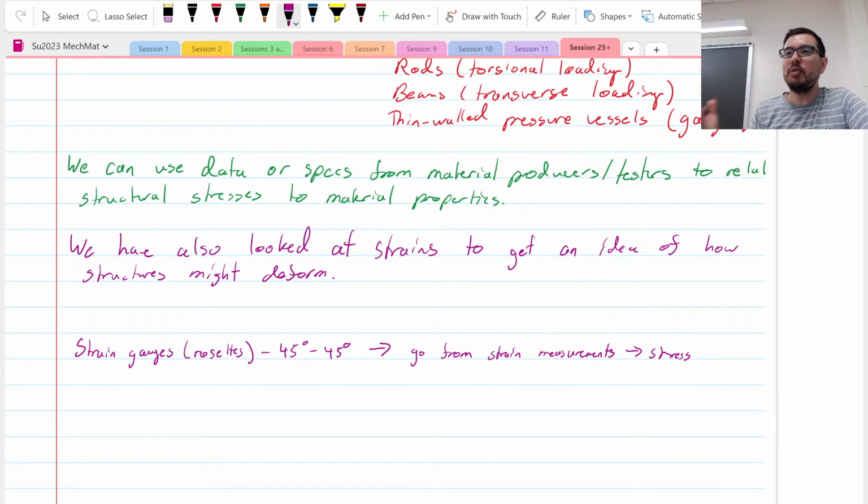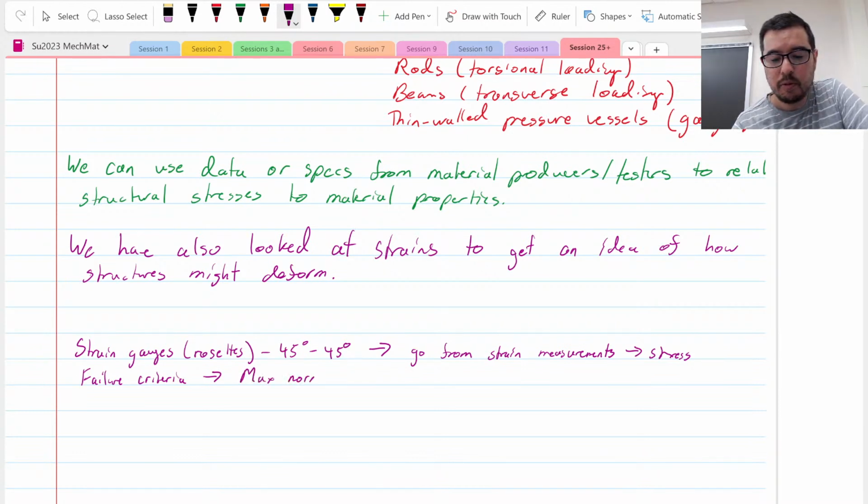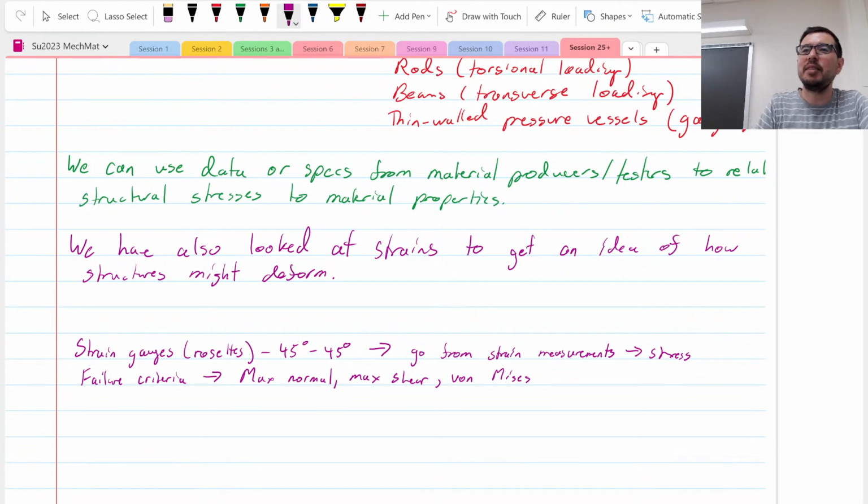If I were studying for this exam, I would definitely know the failure criteria, and I would say max normal, max shear, right? So max normal is brittle, max shear, and von Mises, the equivalent. Those are kind of the big 3. The modified Mohr, probably not something I would worry about.